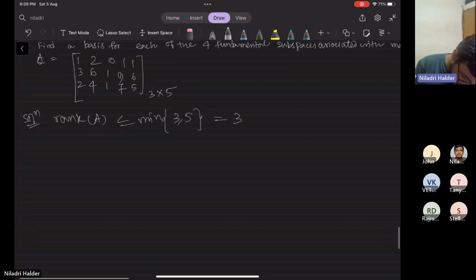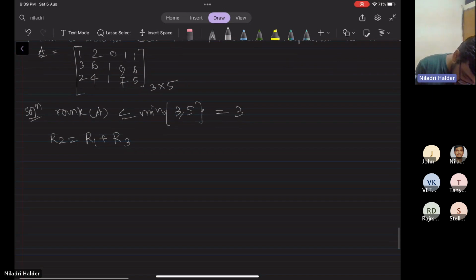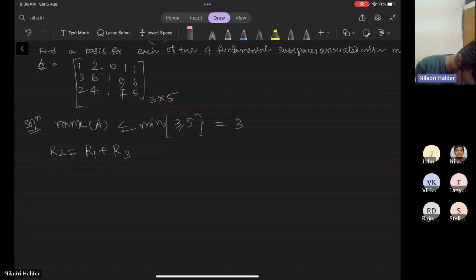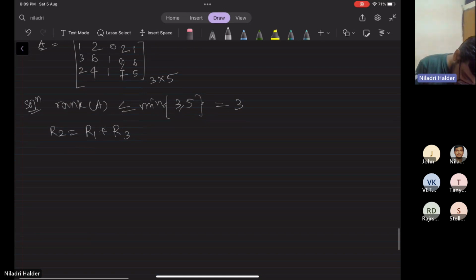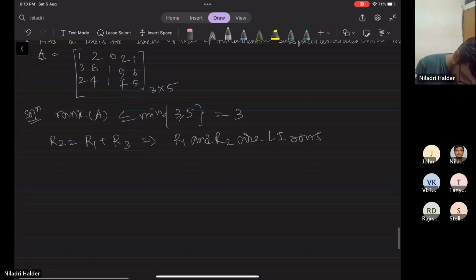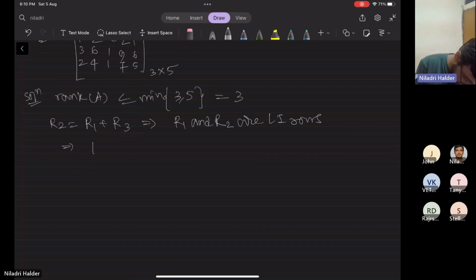So you can see that R2 equals R1 plus R3. You can check that. Adding them gives 7, 2, 1, 6, 3 and 6. Okay, so that is satisfied. So that gives R1 and R3 are linearly independent rows, so the number of linearly independent rows equals 2.